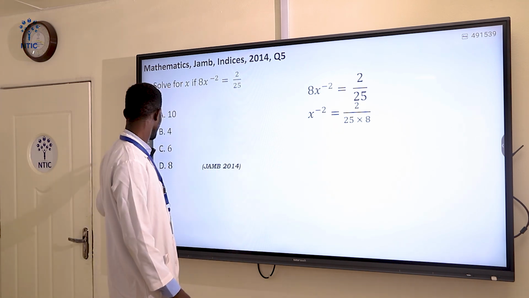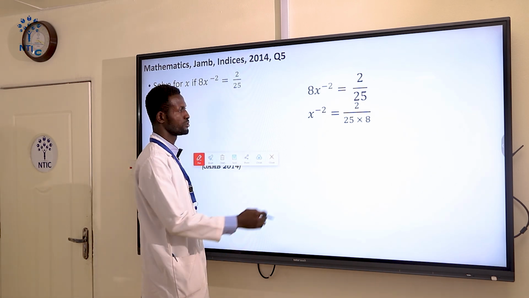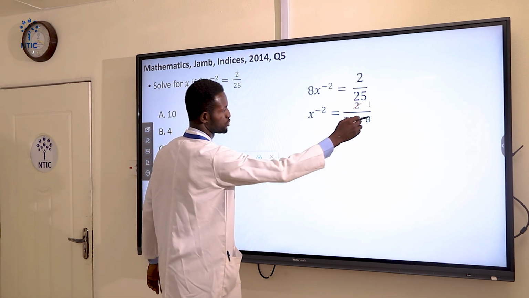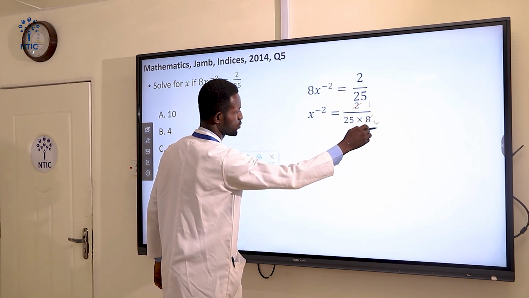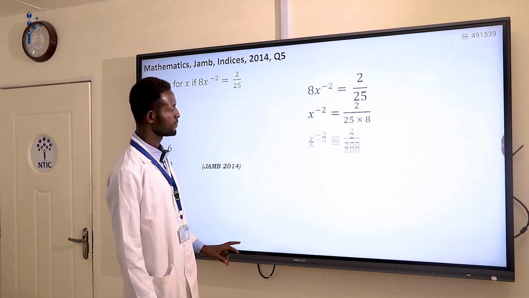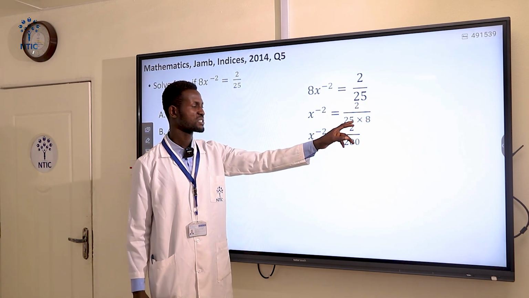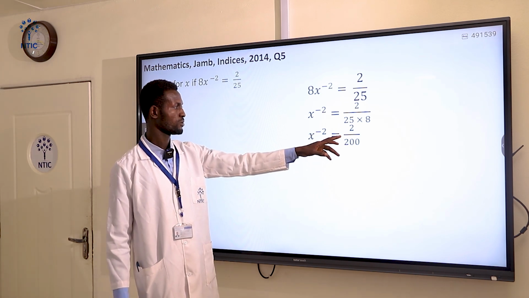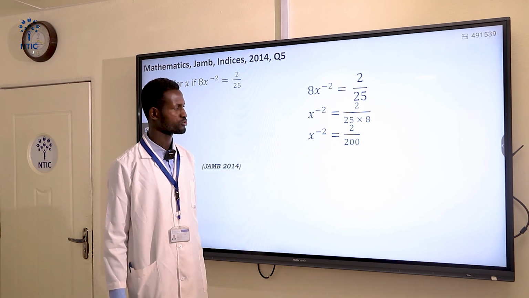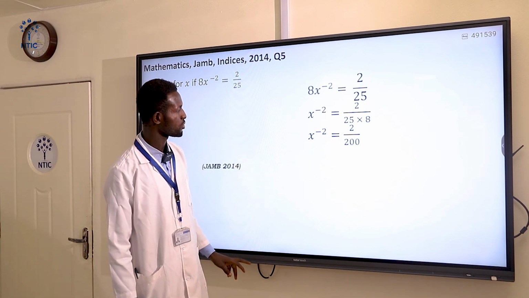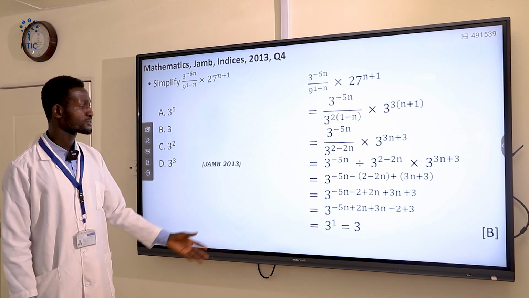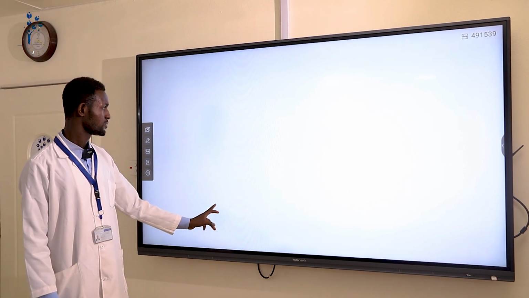Now we can see that 2 goes here, 2 goes in 8, we get 4. Then after doing the necessary multiplication at the denominator, we get 25 times 4, which is 200. Then the numerator becomes 2. All right, let us move to the next question.